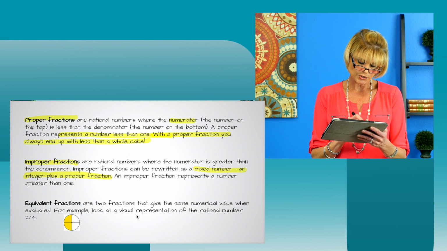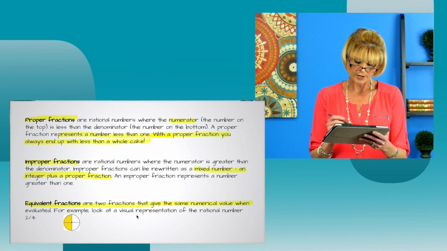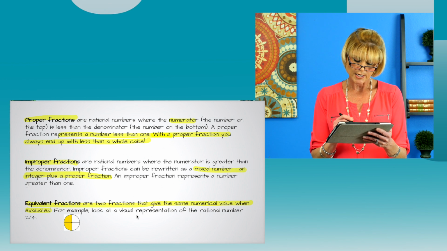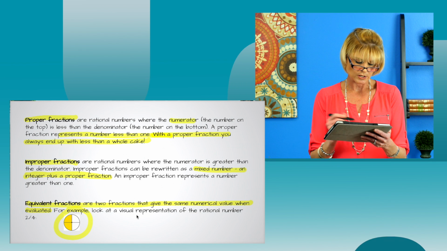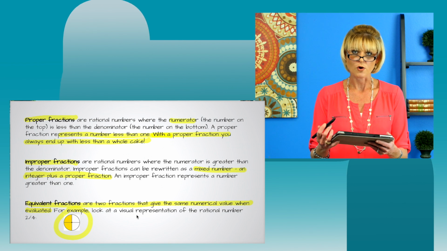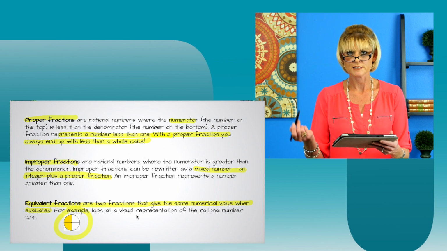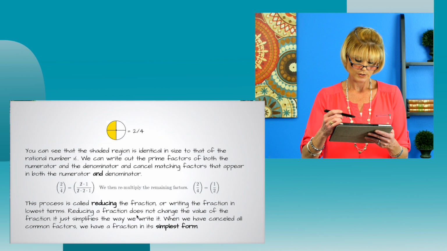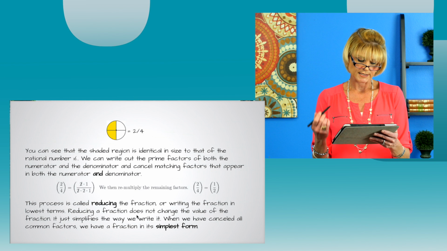Now, equivalent fractions are 2 fractions that give the same numerical value when they're evaluated. So, for example, take a look at this visual representation of the rational number 2/4. Looks familiar, doesn't it? Yeah, because it's the same as 1/2. So you can see that it is exactly the same.